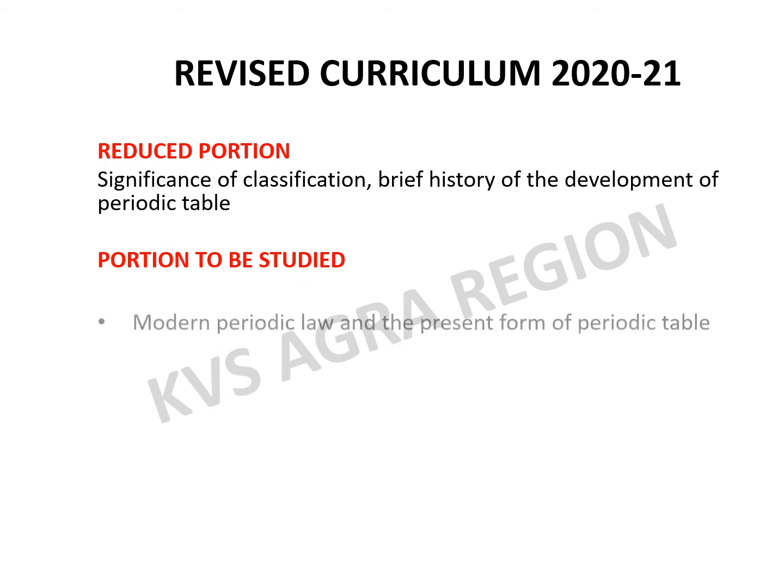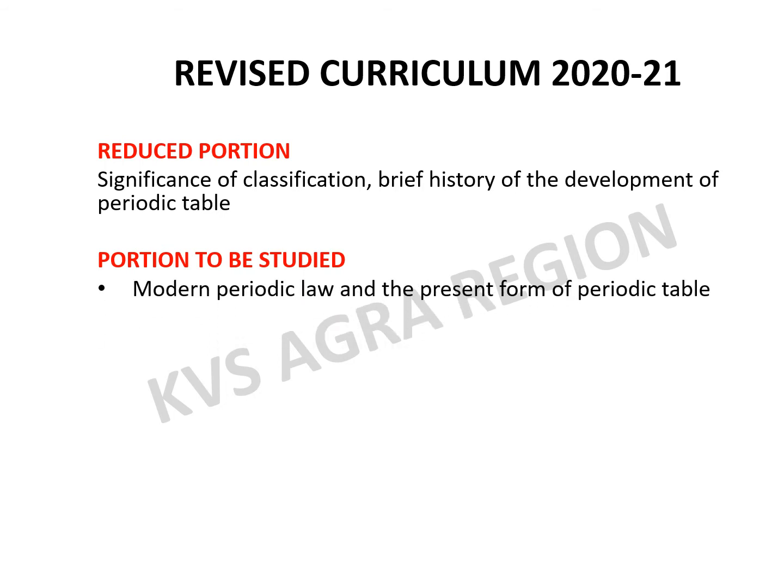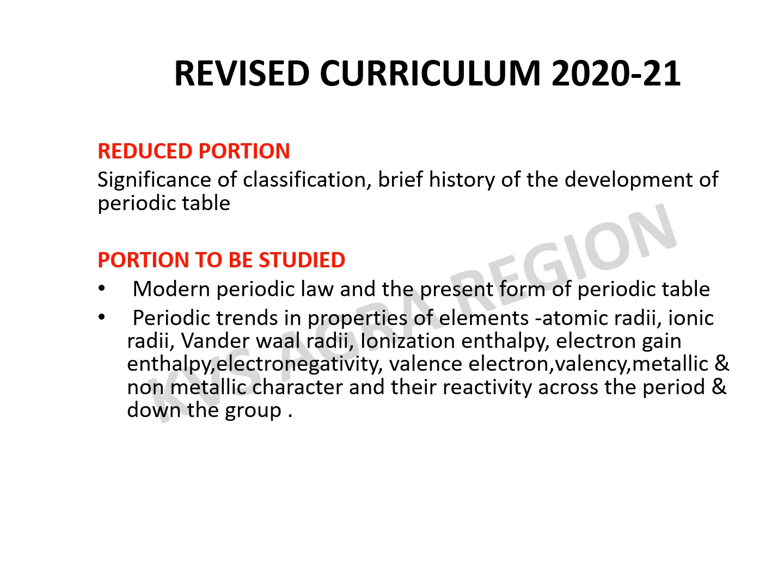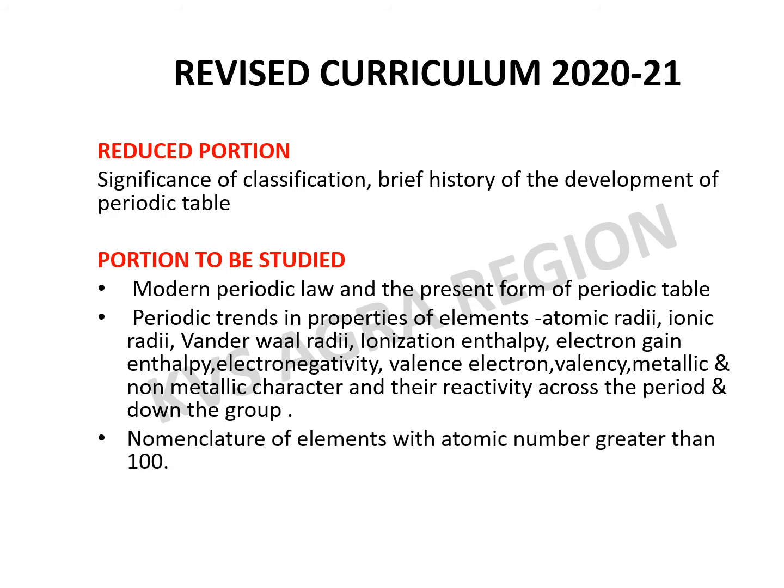The portions to be studied are the modern periodic law and the present form of the periodic table, periodic trends in the properties of elements like atomic radii, ionic radii, van der Waals radii, ionization enthalpy, electron gain enthalpy, electronegativity, valence electron, valency, metallic and non-metallic character and their reactivity across the period and down the group. Lastly, nomenclature of elements with atomic number greater than 100. Although all these elements have been discovered and official names have also been given to them, still we should know how to do naming of elements with atomic number greater than 100 as per IUPAC norms.